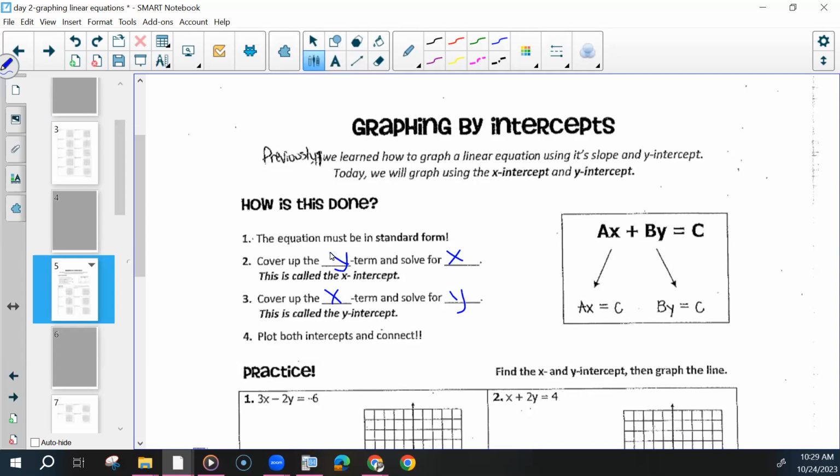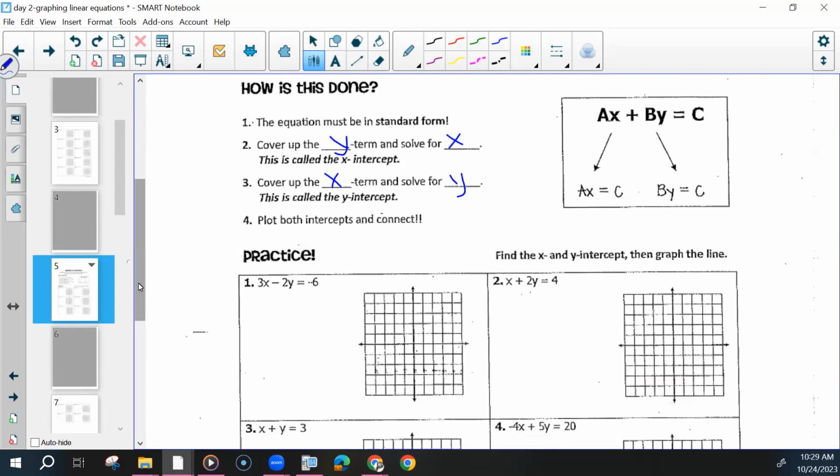Yes, but we're not going to put the zeros in. So similar, yes, but we're skipping steps. So for graphing by intercepts, you can skip these steps, but if you were solving the intercepts, you would have to show all the work.